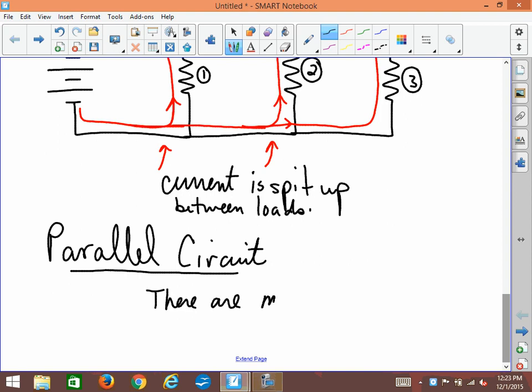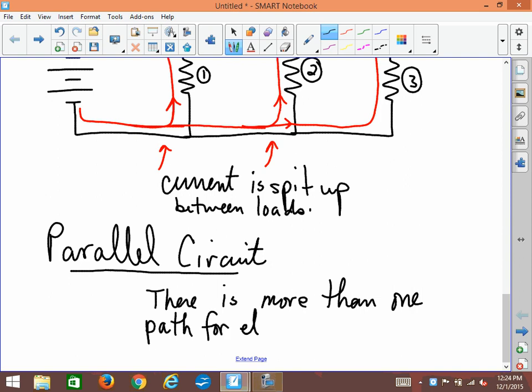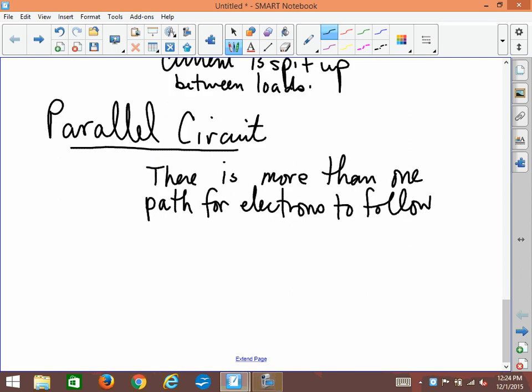And the way you can sort of define this is that there is more than one path for electrons to follow. That's another way to think of a parallel circuit. Or you could also think of it as current splits up between the loads, which means that not everybody goes through every load. All right, so that's the basic difference.